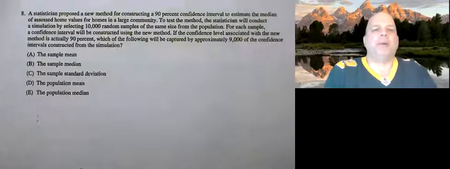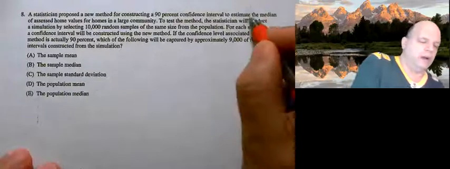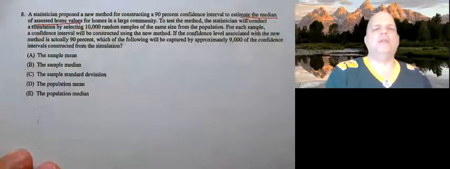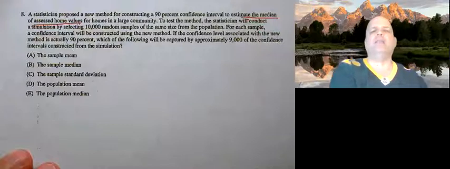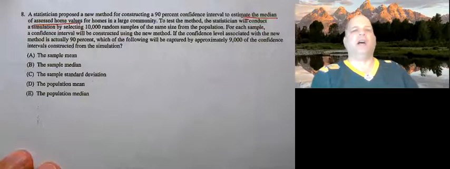A statistician proposed a new method for constructing a 90% confidence interval to estimate, be careful, the median of assessed home values in a large community. To test the method, the statistician will conduct a simulation by selecting 10,000 random samples of the same size from the population. For each sample, a confidence interval will be constructed using the new method. If the confidence level associated with the new method is actually 90%, which of the following will be captured by 9,000 of the confidence intervals?